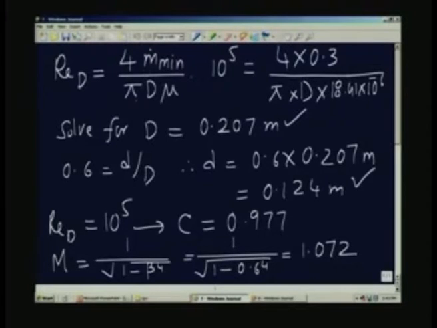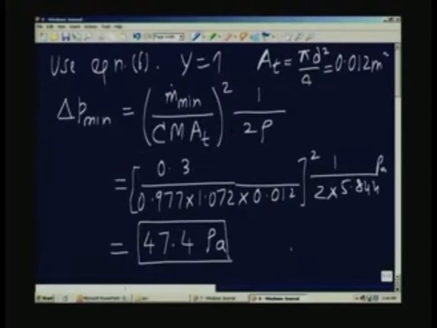So everything else is fixed here, only m dot is now changed from 0.3 kg per second to 1 kg per second. So Reynolds number will be larger by a ratio of 1 over 0.3 of the 10 to the power of 5. That is about 3.3 into 10 to the power of 5. So the Reynolds number increases, and correspondingly the value of the coefficient of discharge also changes, and the value we can take from the same graph. The value of C turns out to be 0.984 from the graph.